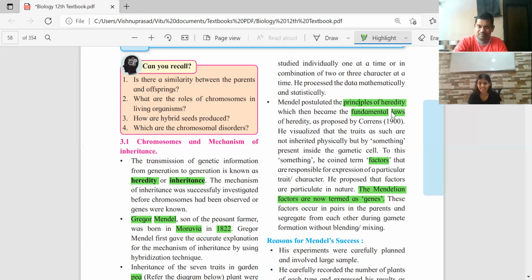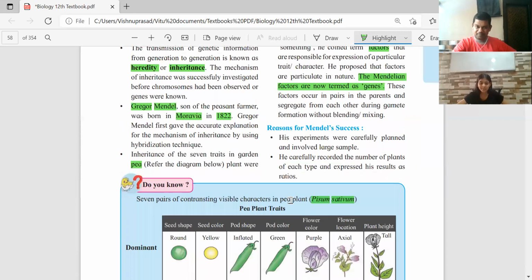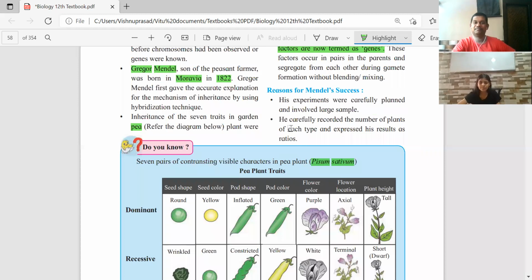Okay. वो laws बन गया, and that was done by Correns in 1900. Correns कौन है अभी? Correns करके एक और साइंटिस्ट थे, 1900 ईयर में he postulated कि whatever Mendel has put forward as concepts that could be understood as the fundamental laws of heredity. Got it? Now, why was Mendel successful?